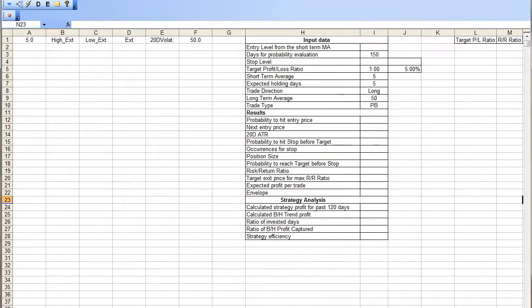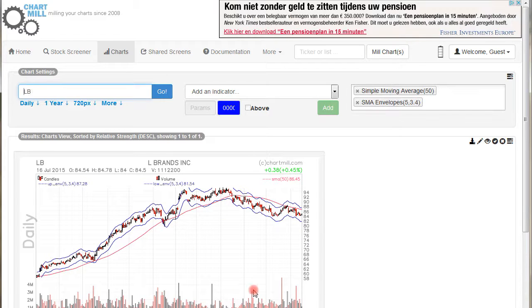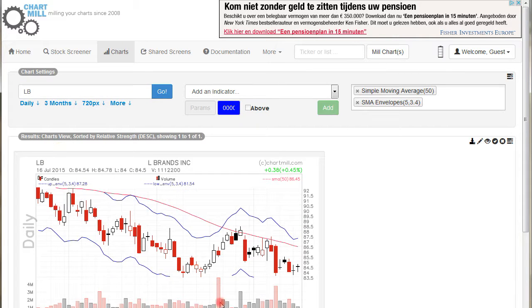Okay, so let's try the next one. The next one was LB. Let's go and see the pattern of LB. LB, okay, you can see that LB is in a small downtrend for about 100 days, 150 days. We could test a pullback, a bounce here. Yeah, the stock is slightly bouncing, so we can try to short a bounce to 85.